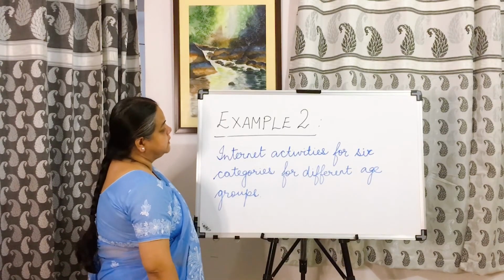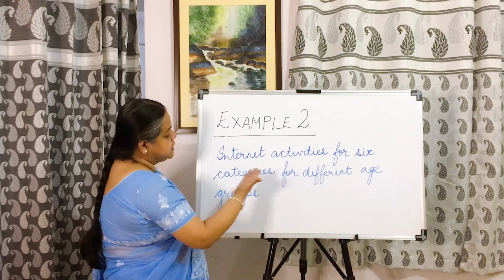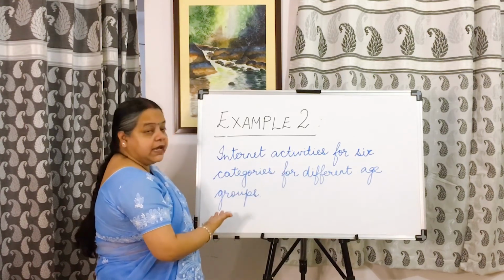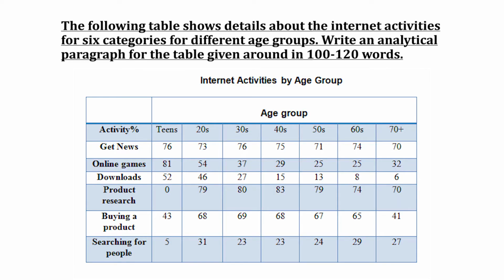In the second example, we will be dealing with the internet activities for 6 categories for different age groups. Children, you might have noticed that the earlier question was in the form of a pie chart. Now the data is given in the form of a table. The following table shows the details about the internet activities for 6 categories for different age groups. You have to write an analytical paragraph for the table given in and around 100 to 120 words. I hope you can see the question clearly on your screens.